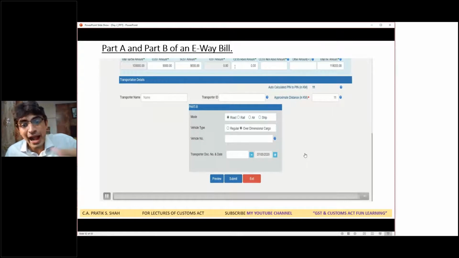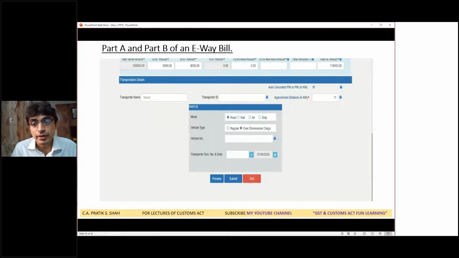Part A, Part B, press submit, done. Part A, Part B, press submit, then done. Clear? This is how you need to prepare the e-way bill here. Understood? Now a few case studies are there, a few exemptions are there.